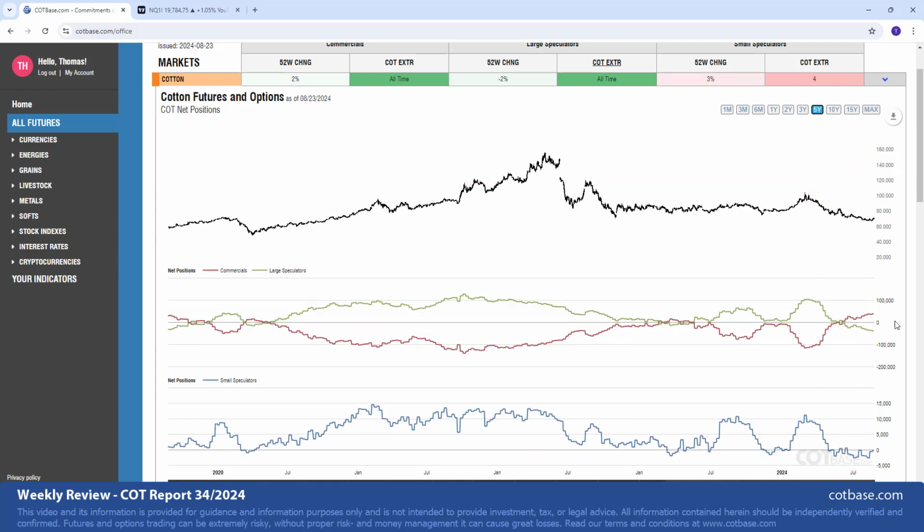Now, of course, the COT extreme signals may not take effect for weeks and months, possibly years, as we just saw in the case of the dollar index.